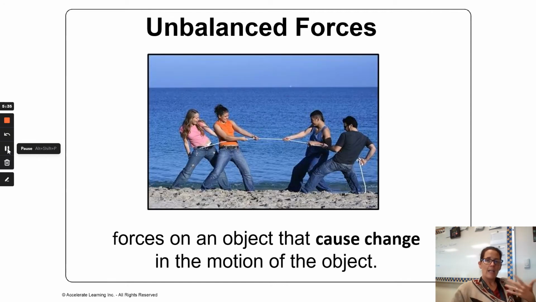Now, the same way, only a little bit different, is an unbalanced force. Say you're playing tug of war and you have one person on either side and you're staying still, that's a balanced force. Well, now you have a friend that comes and joins this man on this side. So now all of a sudden, the rope is moving that direction. Once it starts moving, now we have an unbalanced force. An unbalanced force is a force on an object that causes change in the motion of the object.